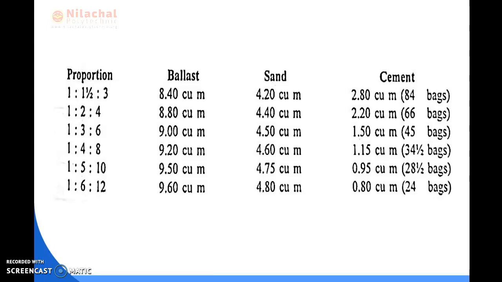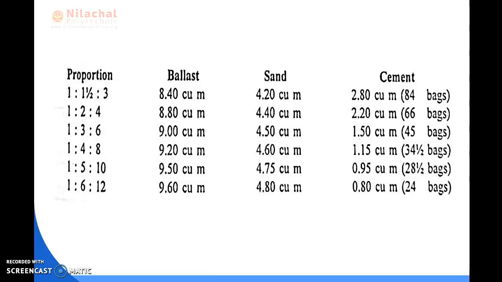So here for 1:1.5:3, the ballast required is 8.40 cubic, the sand required is 4.20 cubic and the cement required is 2.80 cubic. The cement quantity is in cubic, so we need to convert it into bags. So 2.80 cubic is equal to 84 bags.